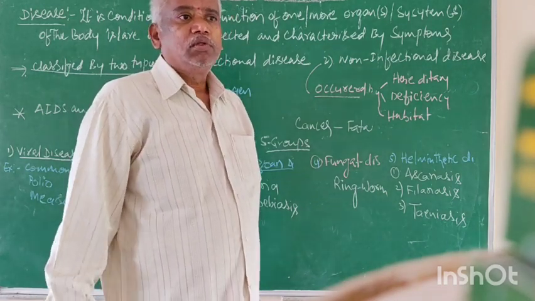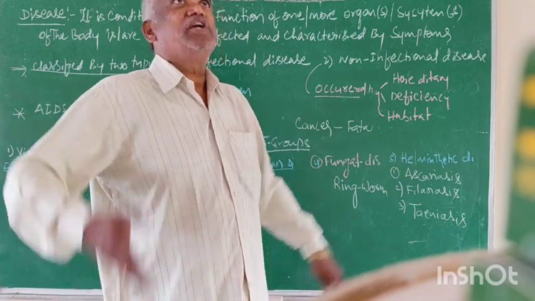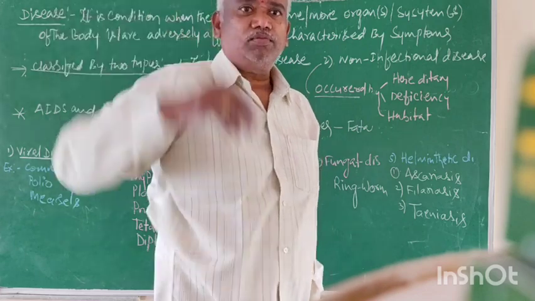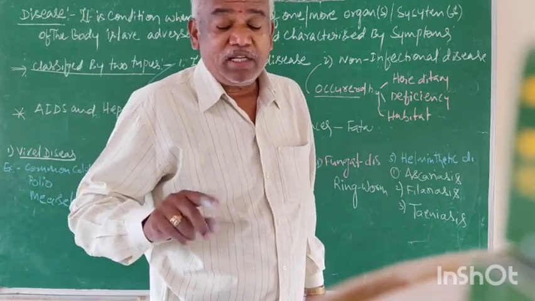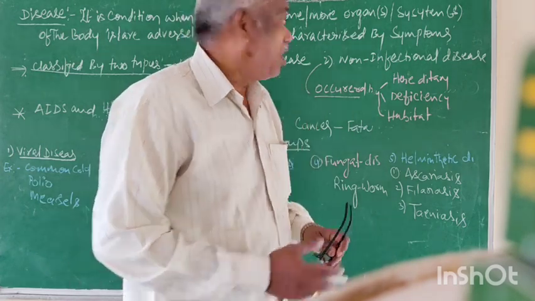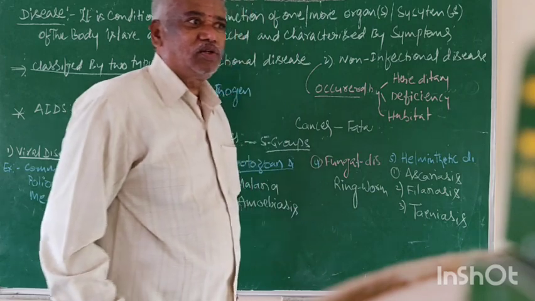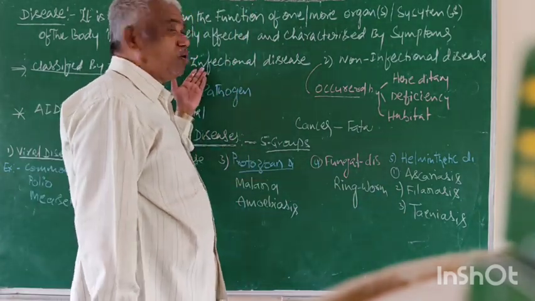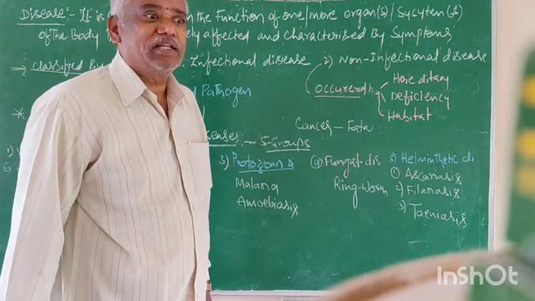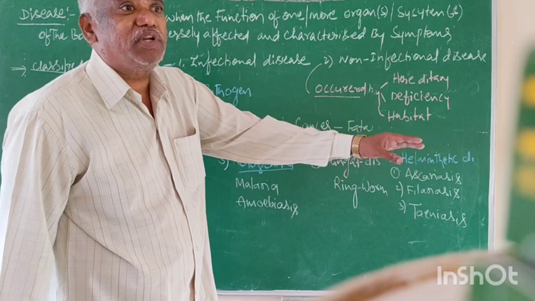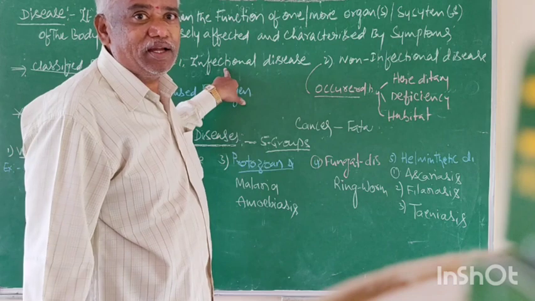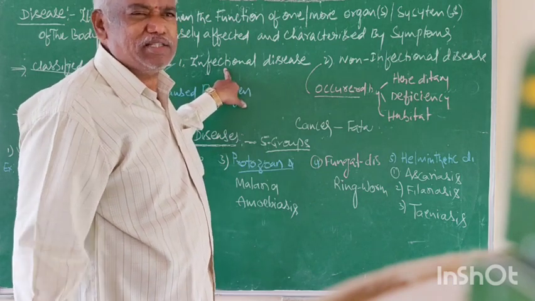Take goiter, gigantism, dwarfism. If I am suffering with gigantism, it does not spread to another person. So such diseases are non-infectional diseases. Now, take COVID-19. If any person is suffering with COVID-19, it is transmitted to others. That is called infection. Malaria, typhoid, these are examples.